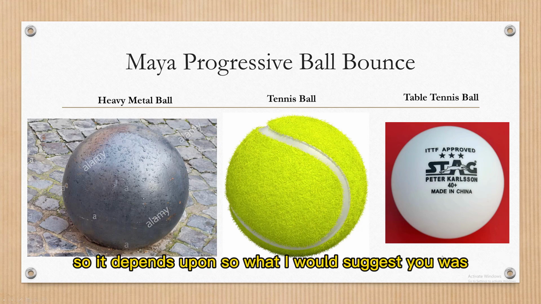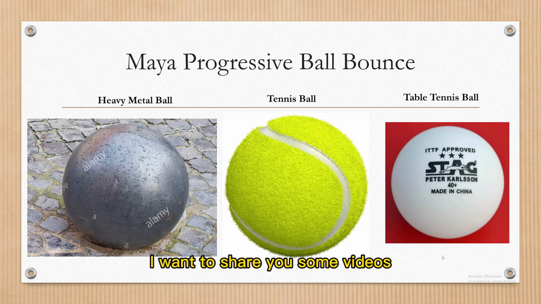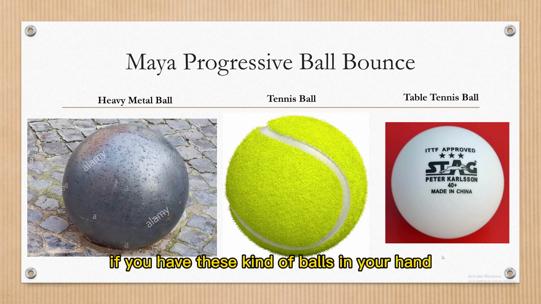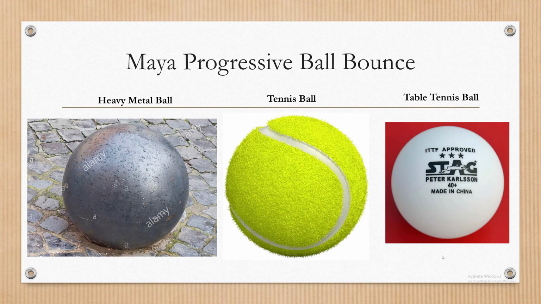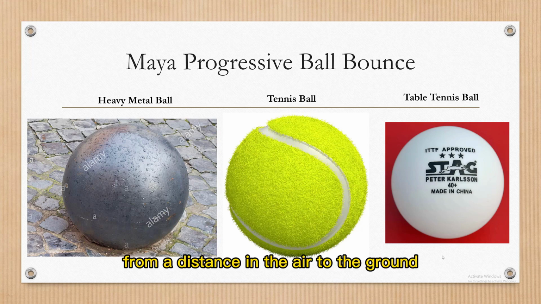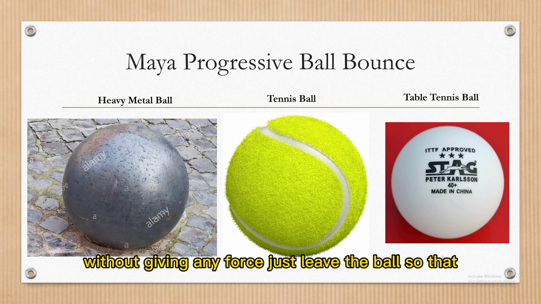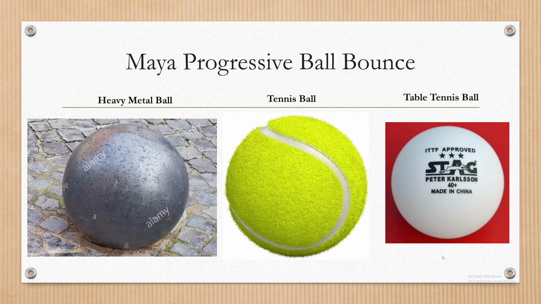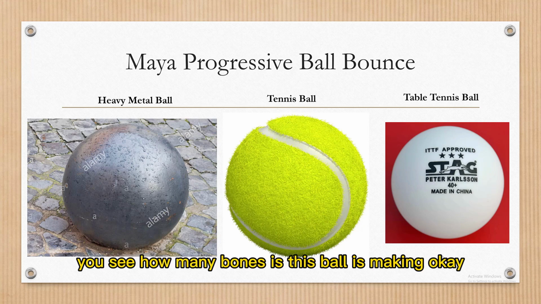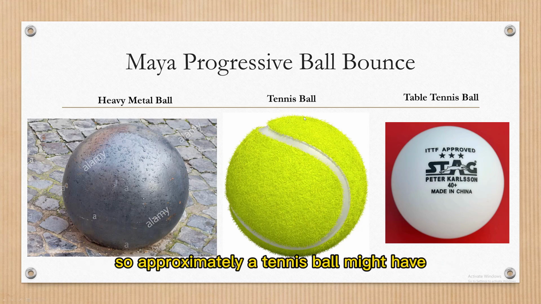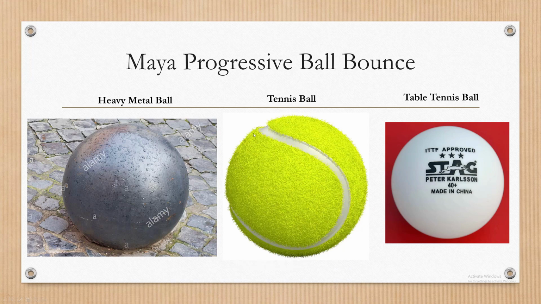So what I would suggest is, I will also share some videos. If possible, if you have these kinds of balls in your hand, you can drop the ball from a distance in the air to the ground without giving any force. Just leave the ball so that you see how many bounces this ball is making. Approximately, a tennis ball might have a bounce of from 9 to 11.